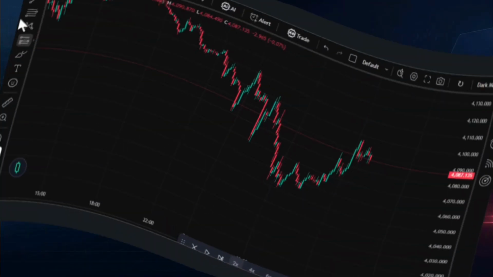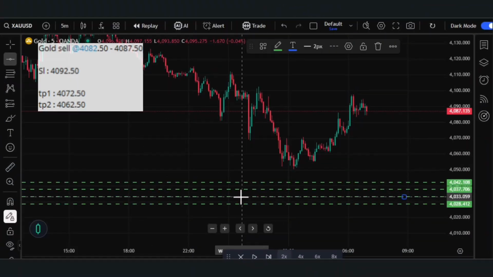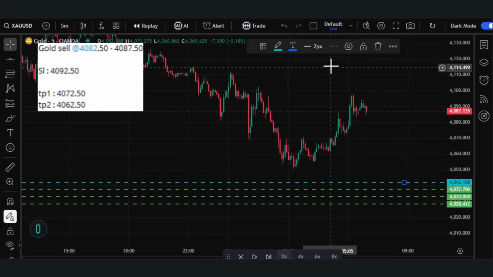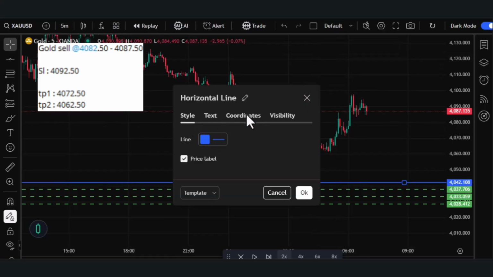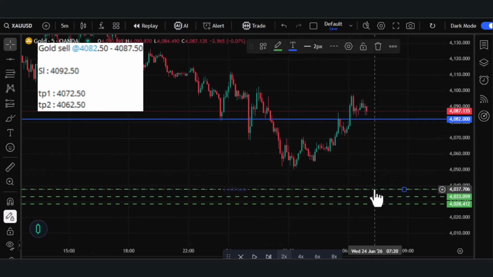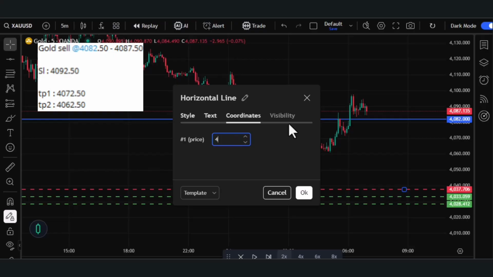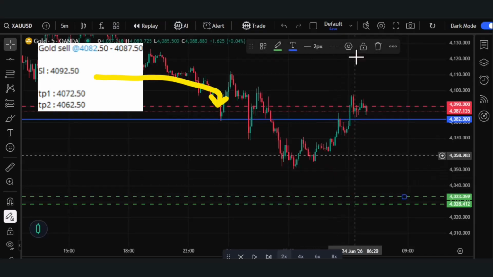Alright, let's move on to the fourth trade, which is also a sell trade on gold. All these 4 trades that we introduced were from 4 different channels which were suggested for gold, and we wanted to see how the market would react. Now this blue point that's marked, the blue line, is our entry point. And the red line is our stop loss, which we've marked. The first green line is our first take profit, and our second take profit is marked here as well.